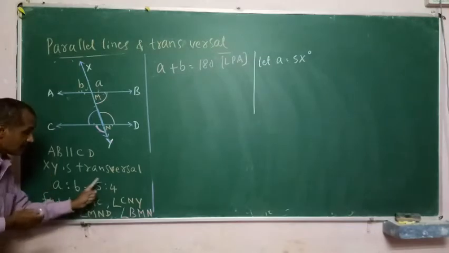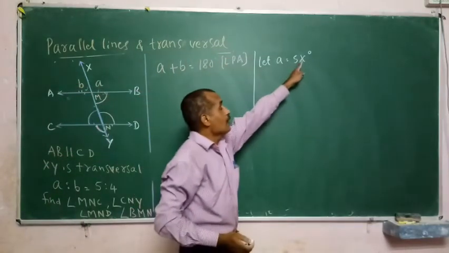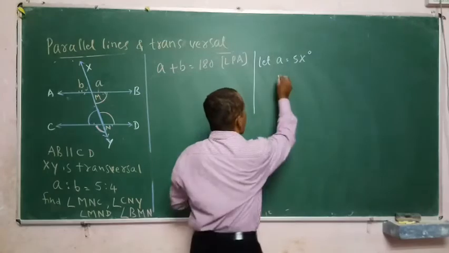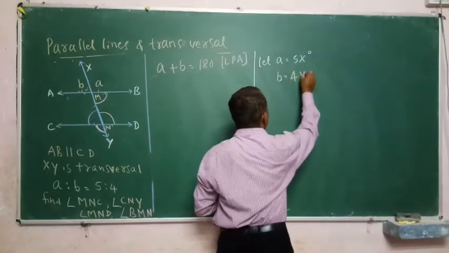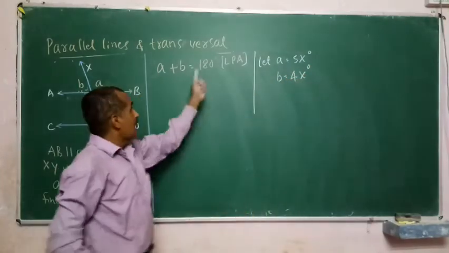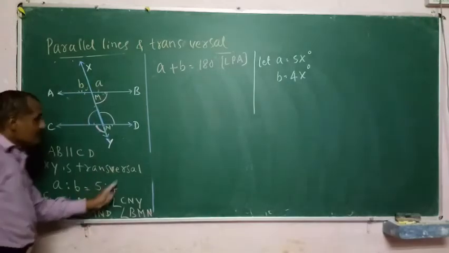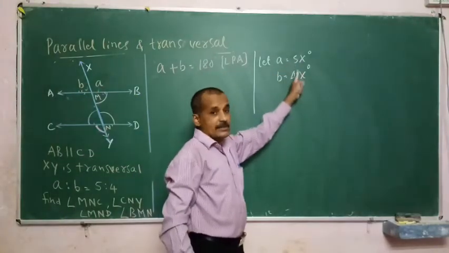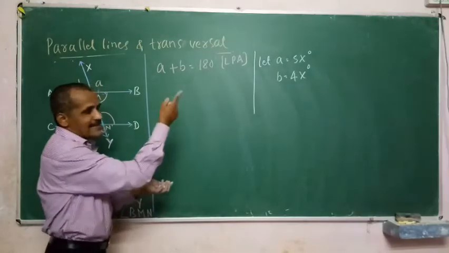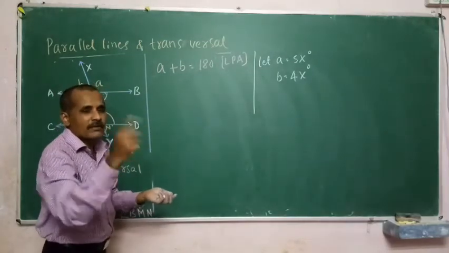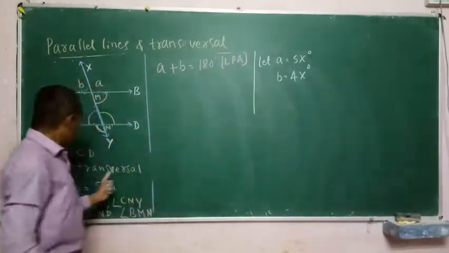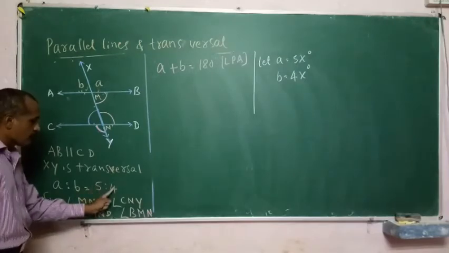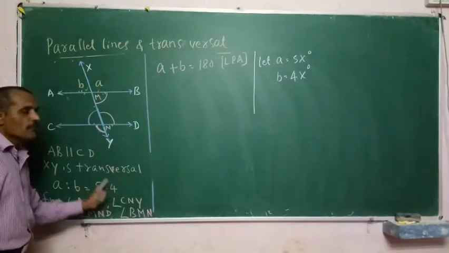These are the ratios. But when you go to the individual angle, I have to put one x: let A be 5x degrees and let B be 4x degrees. These are called ratios, and these are called actual angles. We have to put x whenever a ratio is given. We have to add one x along with these ratios 5 to 4. So each angle is 5x and 4x.